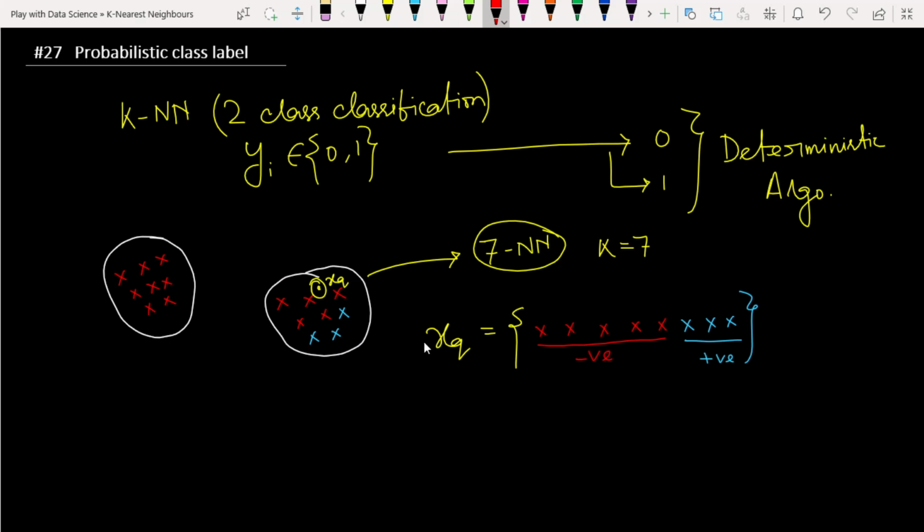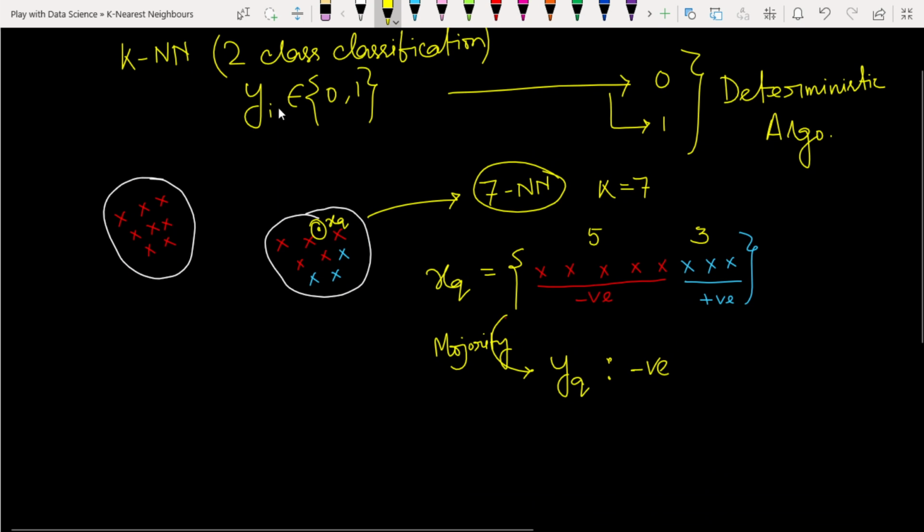If we take the majority vote for this query point, the number of negative points is 5 and the number of positive points is 3. According to the majority vote, we can conclude that YQ for this XQ will be negative. We can easily conclude that it is negative.